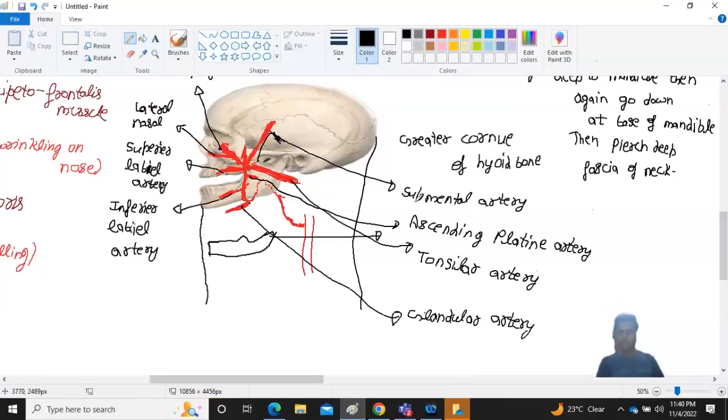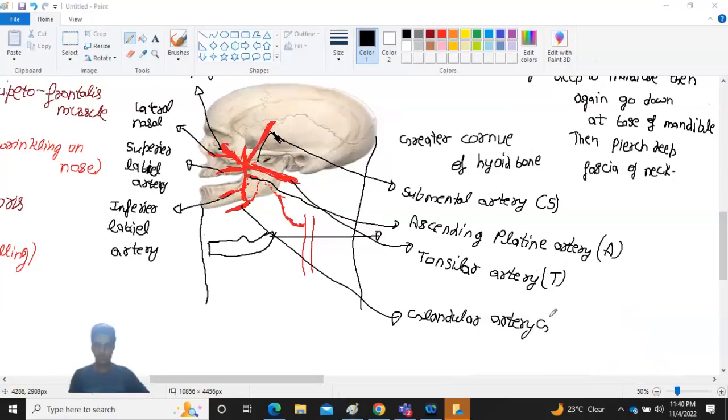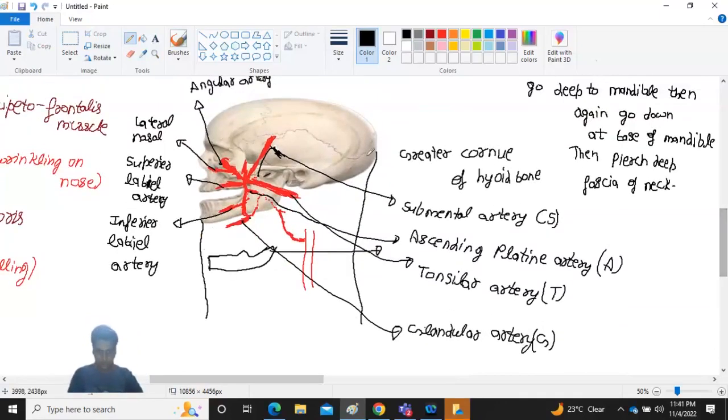So they are the four arteries: submental, ascending palatine, tonsillar, glandular. We can write these four branches like this: STAG. And these three are inferior labial, superior labial, and lateral nasal. So these are the branches of the facial arterial supply. Done.